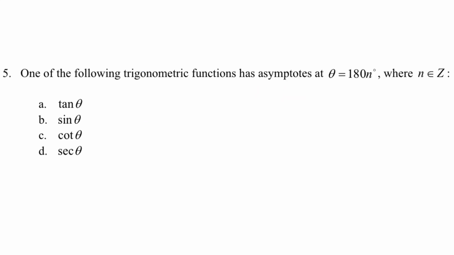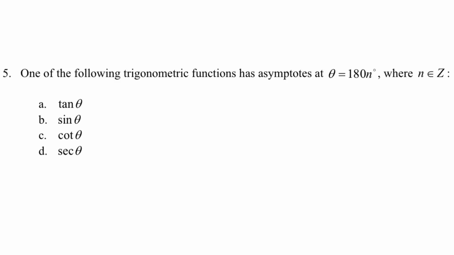In this question, we are asked to find the trigonometric function that has asymptotes at theta is equal to 180n, where n is an element of integers. Z means integers, positive or negative. Integers means whole numbers, like 1, 2, 3, 4, -4, 5, like this. So there's a table in the textbook that you should know and understand it and try to memorize it.